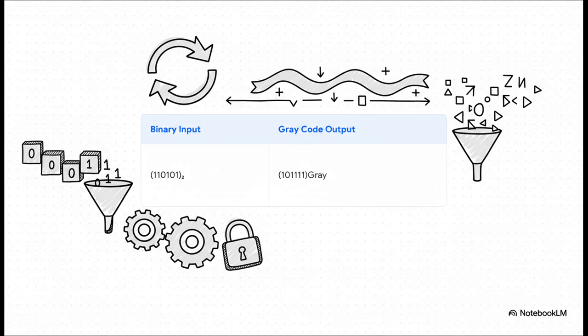Our binary is 110101. So first, we just copy down that first 1. Now we add the pairs. 1 plus 1 is 0. 1 plus 0 is 1. 0 plus 1 is 1. 1 plus 0 is 1. And last, 0 plus 1 is 1. And there you have it. Our gray code is 101111. See? So fast and simple.